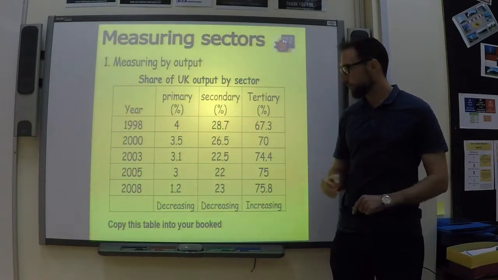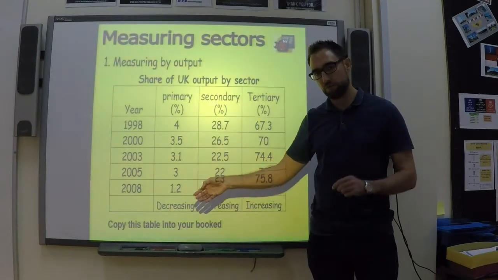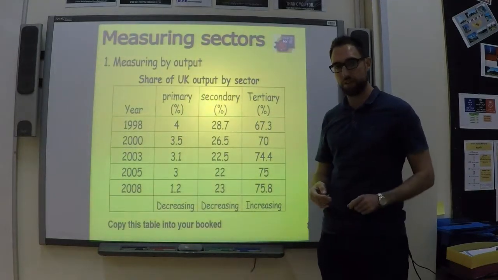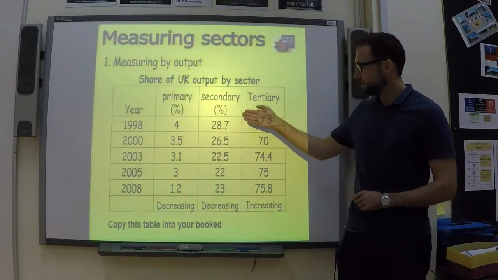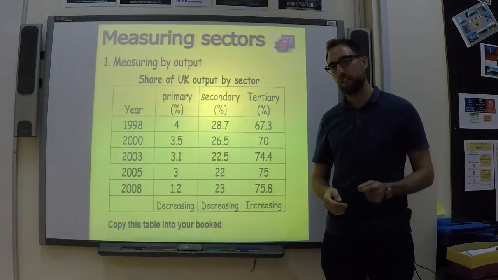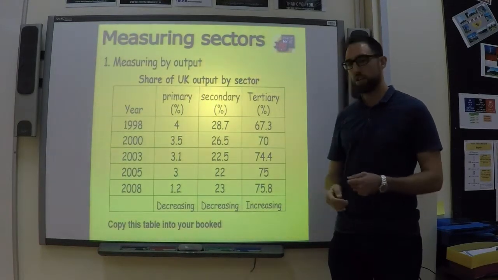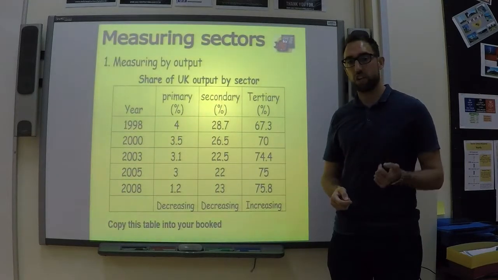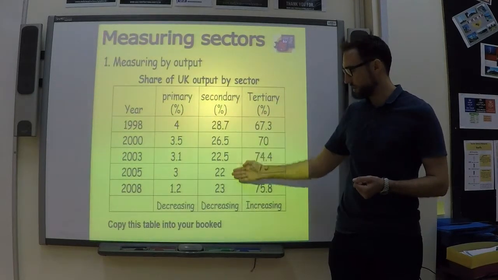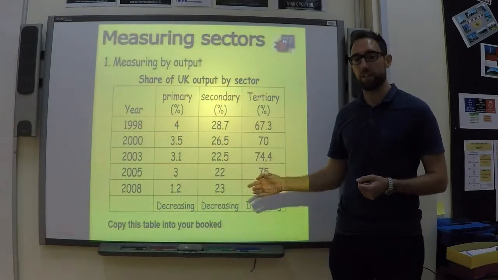For example, we are getting less raw materials out of the ground in the UK, like coal, like iron. So the output in the primary sector has decreased. In the secondary sector, we're manufacturing less things in the UK overall, such as we're making less boats, less cars, less furniture. So the output of this sector has decreased.